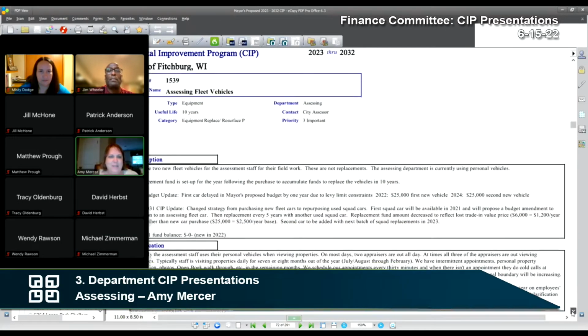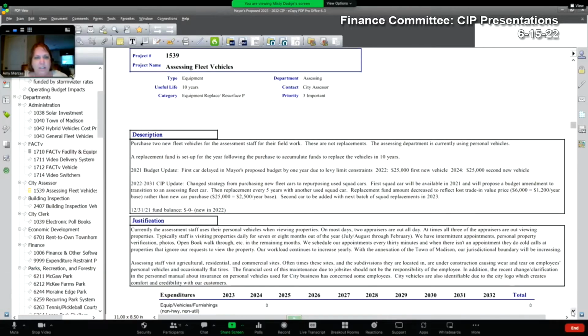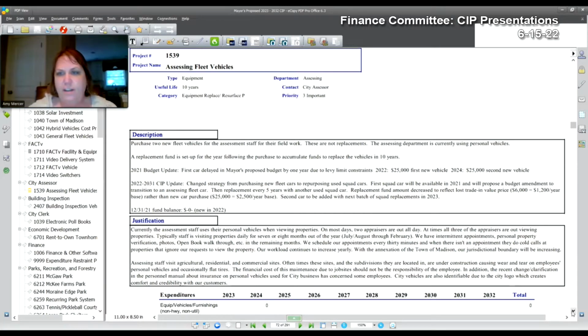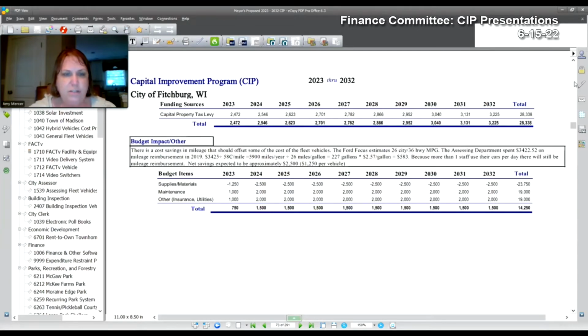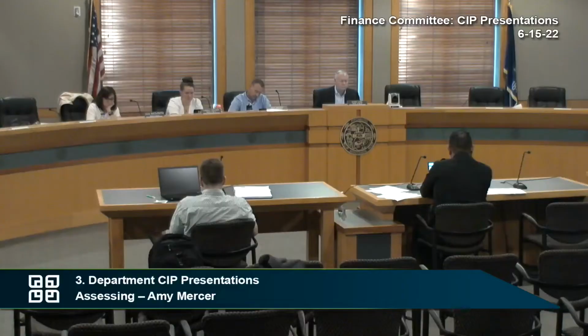Hi. So assessing, ours is for the assessing fleet vehicles. We currently do not have an assessing fleet vehicle. Our staff uses their own personal vehicles. And so this is to put placeholders in for a vehicle for our staff. Do you have any questions pertaining to this?